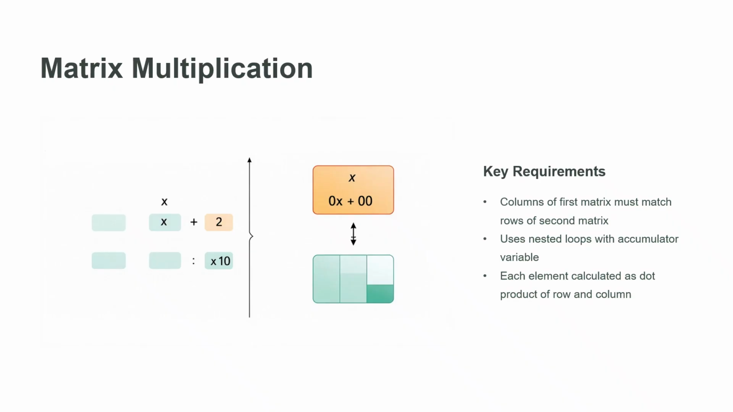When you're going with matrix multiplication, you take similar values, you take rows and columns, and you run a for loop. Here, as it is only two-dimensional, you go with i and j. The columns of the first matrix must match the rows of the second matrix.